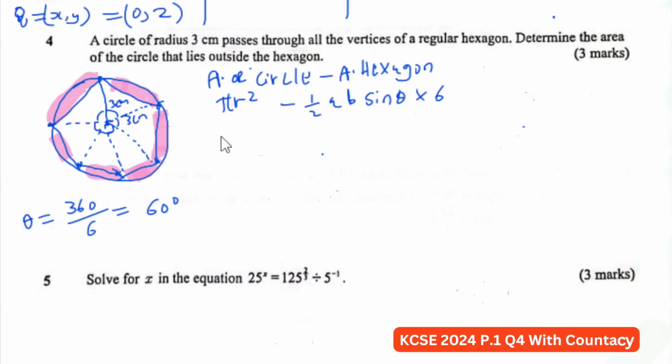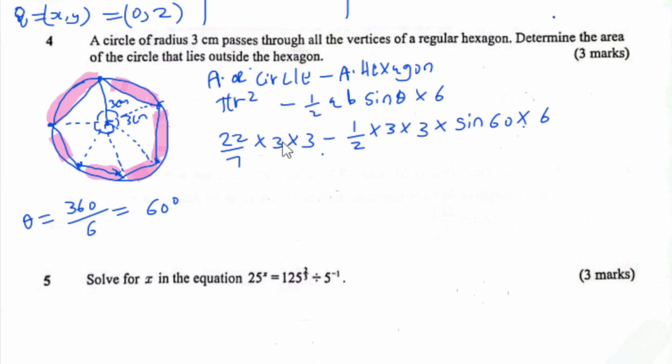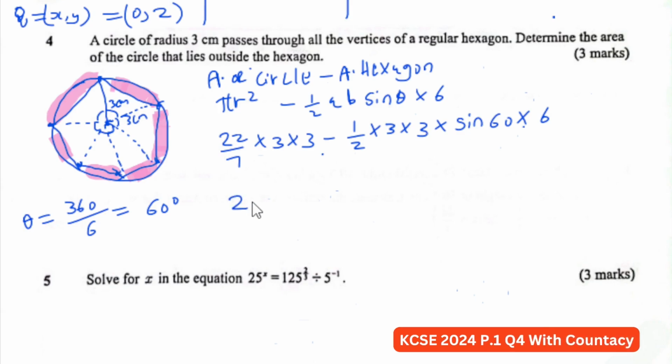We have pi, which is 22/7, multiplied by the radius, which is 3, multiplied by 3. Then we have a minus a half. Our a is this length from here to here, that is 3, and b is the length from here to here, that is 3 again. Therefore it's times 3 times 3 multiplied by sine 60, which is the theta, multiplied by 6. I believe we can use our calculators to work this out. That is 22/7 times 3 times 3. That should give us 28.2857. We write it down, 2857.